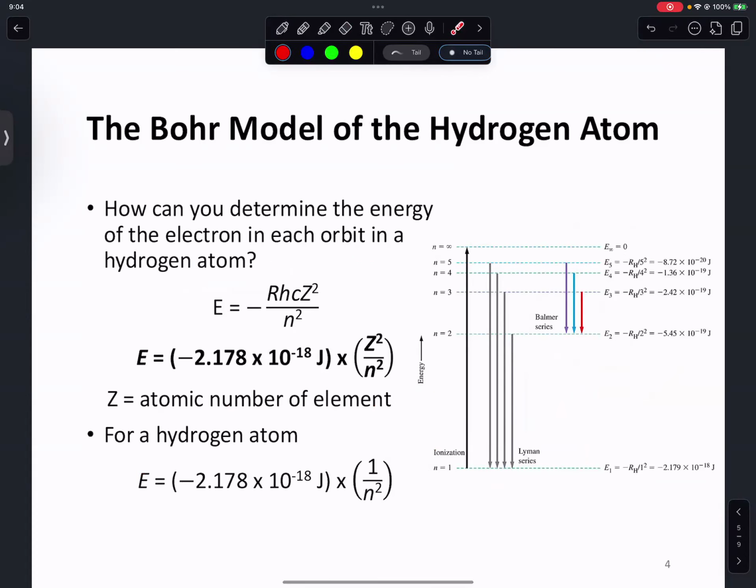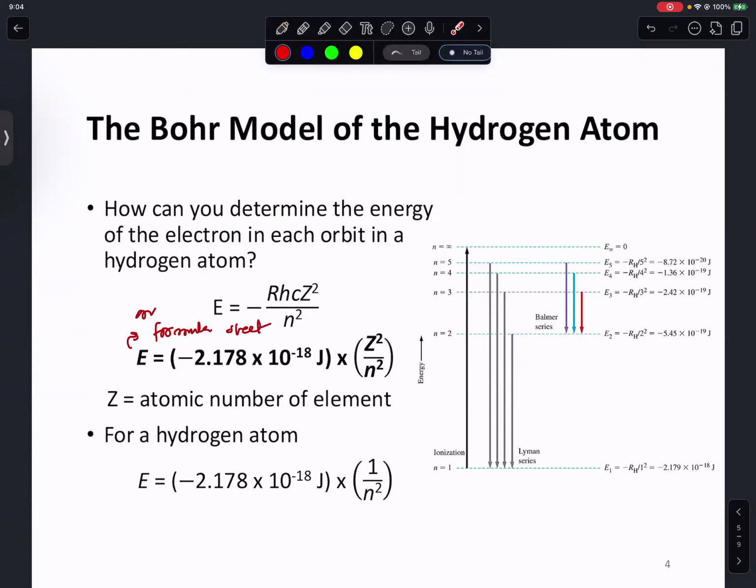Now, how can we determine the energy of an electron in each orbit? Here, you are going to use this equation, which is the Rydberg equation. This is the one-point form of the Rydberg equation. By the way, this is given to you on your formula sheet. You do not need to memorize it. So this is on the formula sheet, on recitation or exam, right?